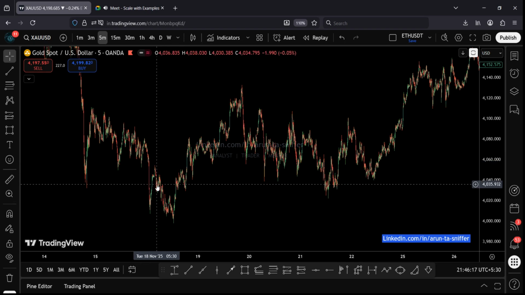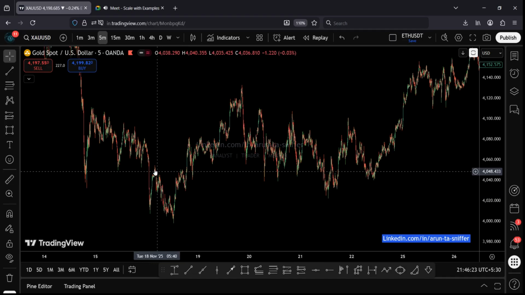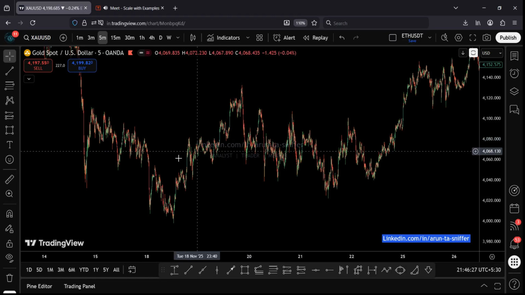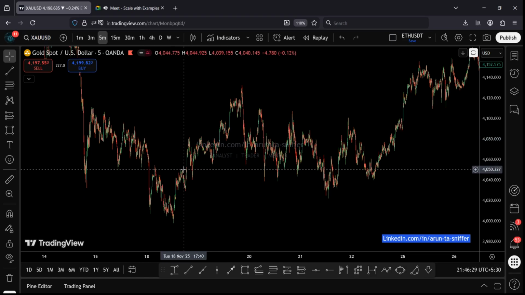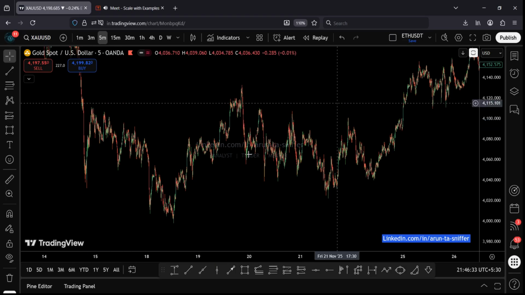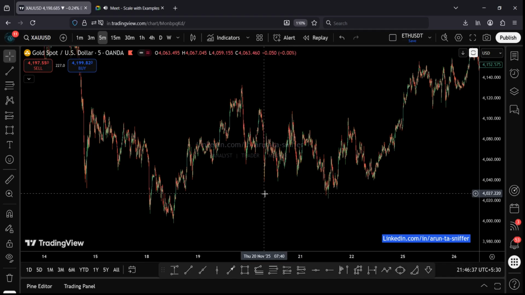Price engulfs this, comes back to the DP here. Engulfs this, comes back to the DP here. Goes up, engulfs this, then comes back to this DP here. Do you see this?